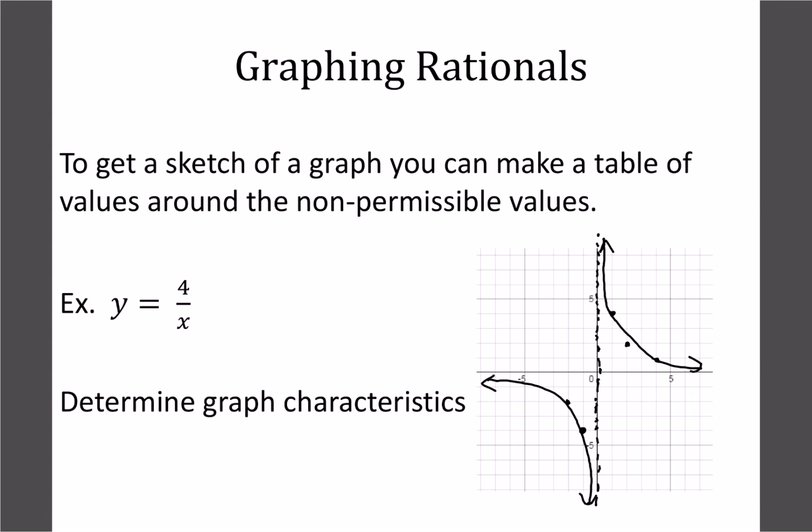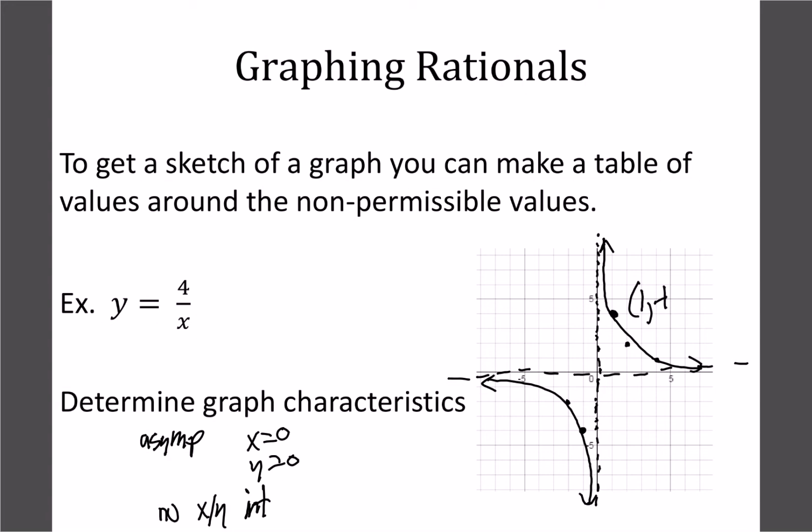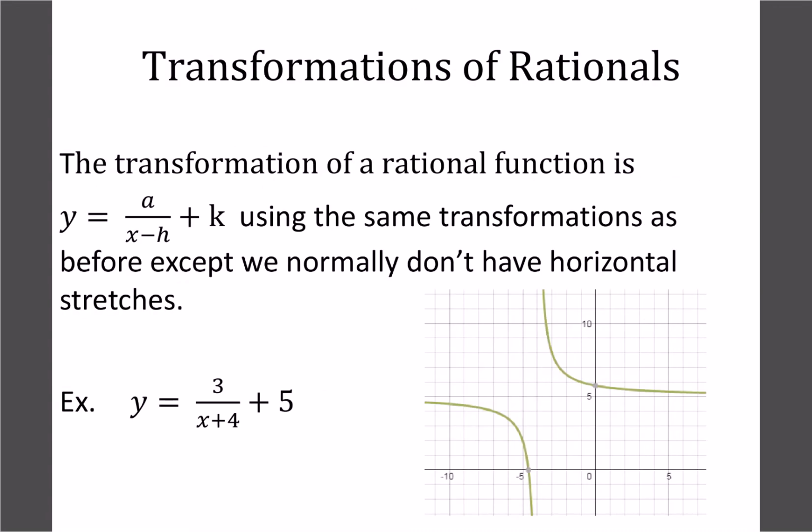So a couple of key things we want to be aware of are our characteristics. We have our asymptote lines at x equals 0 and y equals 0. That's our vertical and horizontal asymptote lines. And we also see that we have no x or y intercepts. And the coordinate 1, 4, and the other one at negative 1, negative 4, are important coordinates because they tell us what that vertical stretch is. Our normal graph should be at 1, 1. In this case, it's at 1, 4, so we're getting 4 times taller.